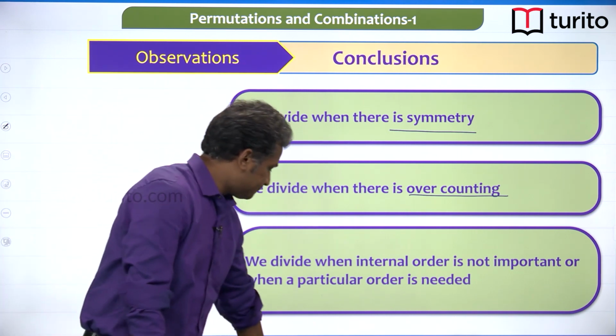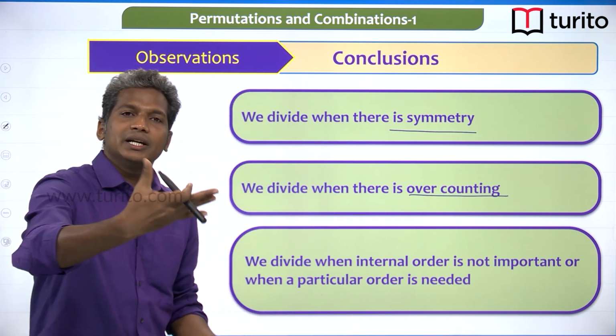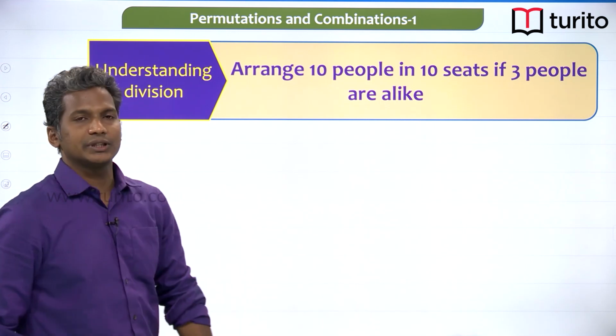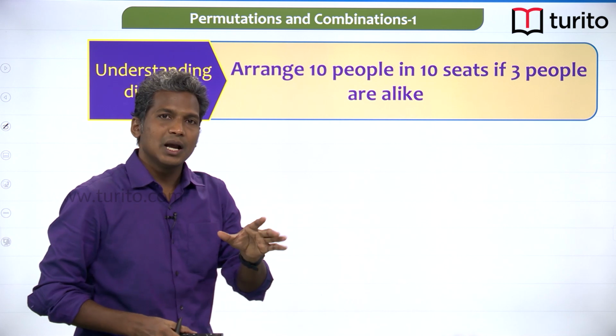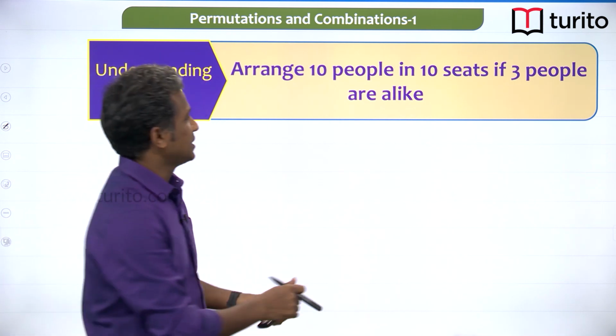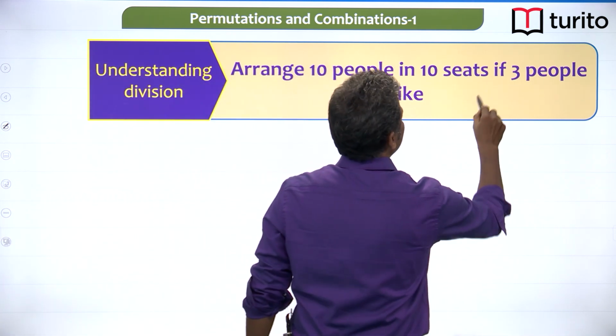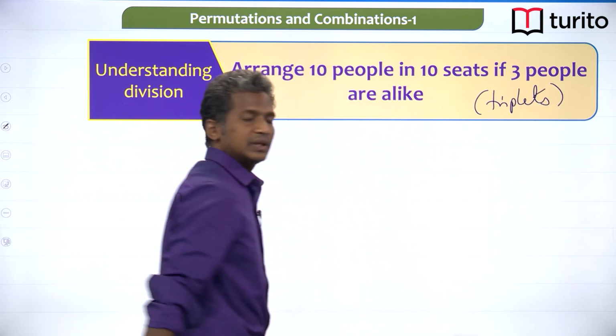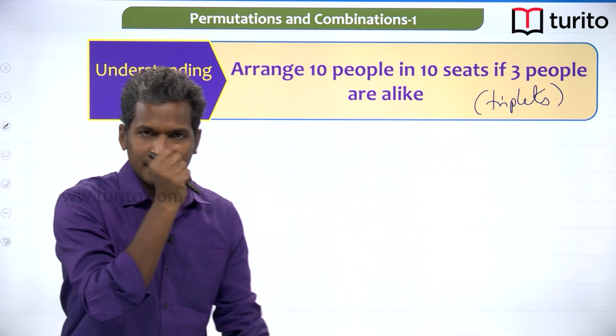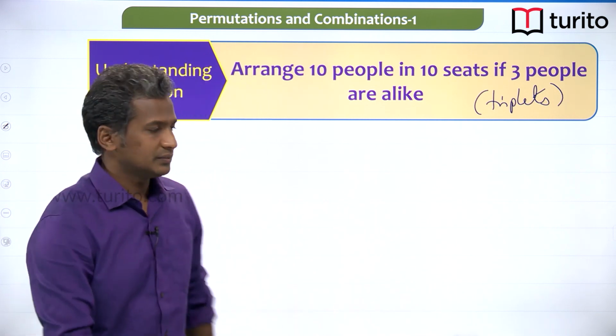Okay. Now, let us take you to a little bit higher, but based on the same logic. Let us say now 10 people have to be arranged in 10 seats, but 3 people are alike. So, that means these are triplets. Triplets means all 3 look alike. So, what should be your answer?